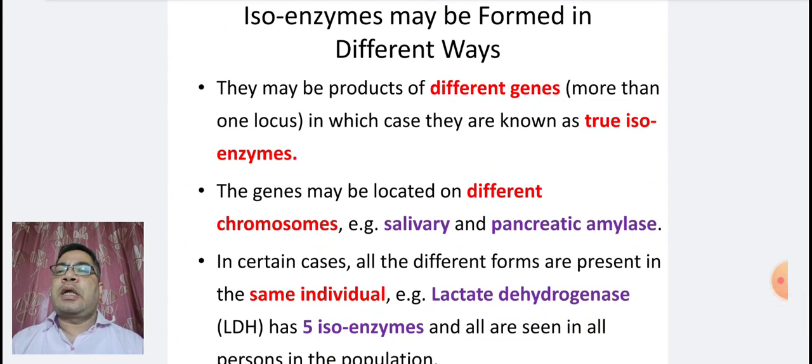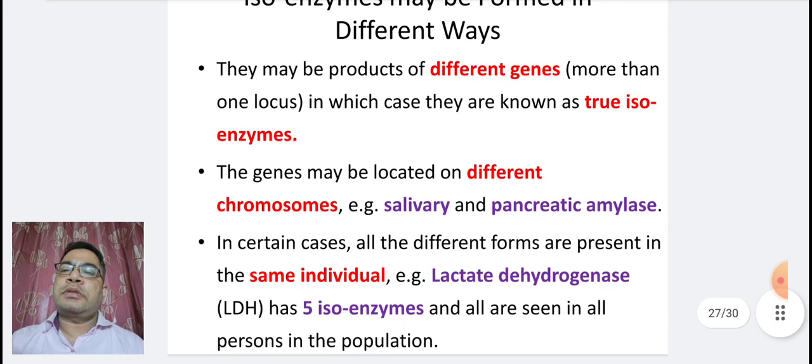Coming to the next point, isoenzymes may be formed in different ways. They may be products of different genes, that is more than one locus, in which case they are known as true isoenzymes. The genes may be located on different chromosomes. Example, salivary and pancreatic amylase. In certain cases, all the different forms are present in the same individual. Example, lactate dehydrogenase has 5 isoenzymes and all are seen in a person.